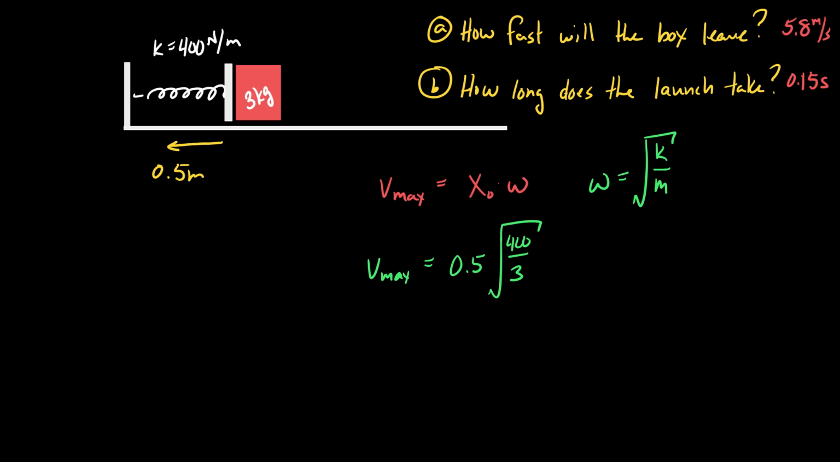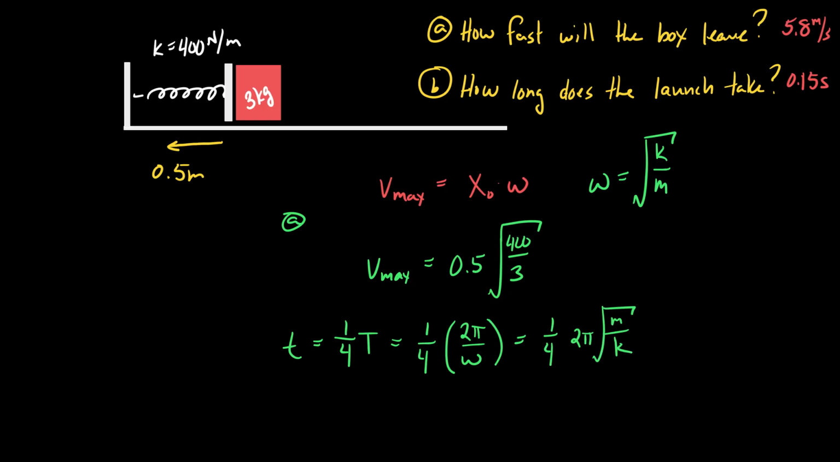Question B, how long does the launch take? Well, this is another quarter period launch. I'm going from maximum displacement to equilibrium, and that takes 1/4 of the period. So I'm looking for a time which is equal to 1/4 of the period. But the period is 2 pi divided by omega, which makes this 1/4 times 2 pi times square root of m over k. Same numbers, same stuff.